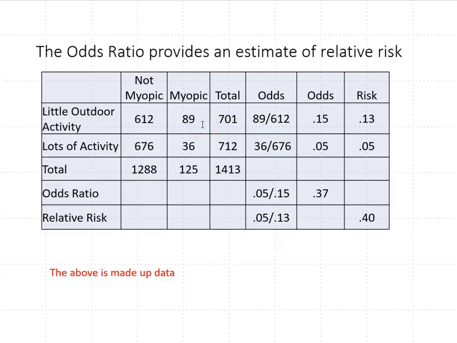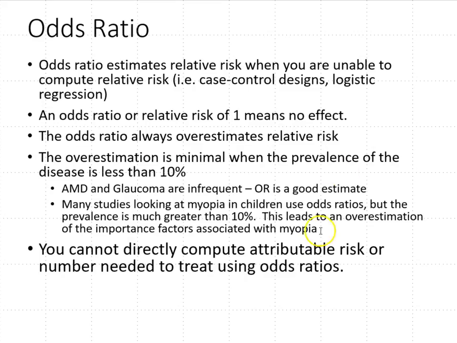Now, if you think about it, myopia prevalence is pretty high. It's definitely over 10%. So generally speaking, you get a pretty good estimate with odds ratio in things like AMD and glaucoma, but not so good with myopia. So we have to be a little careful when we look at the odds ratios with myopia.